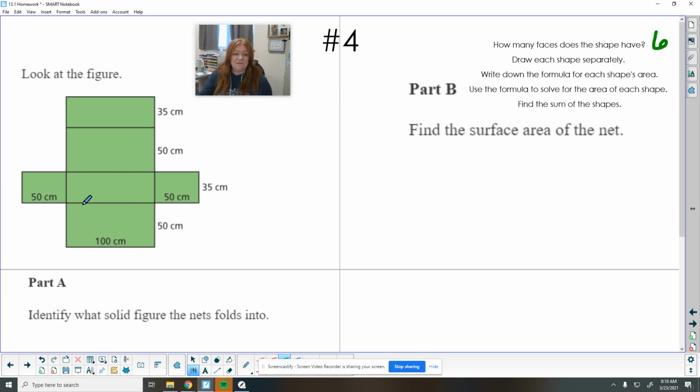So we're going to look at each of these shapes. So I can see that this shape and this one are the same. So right, the top and the bottom.